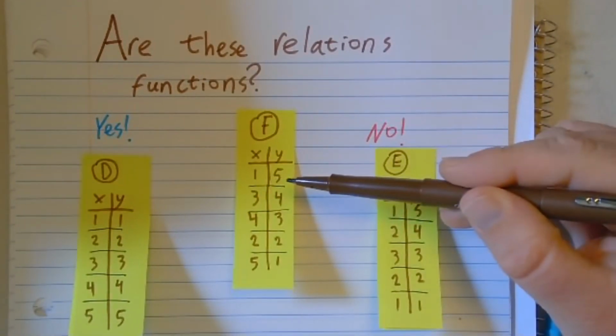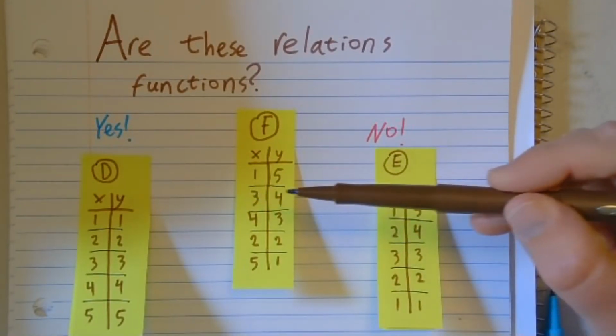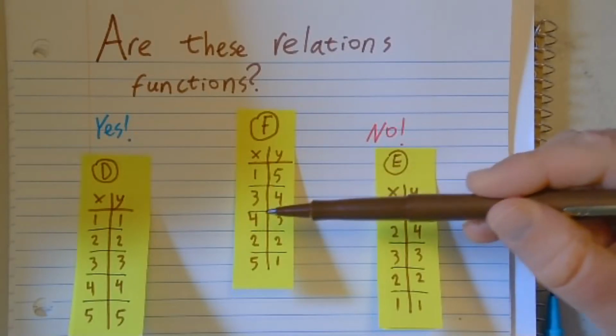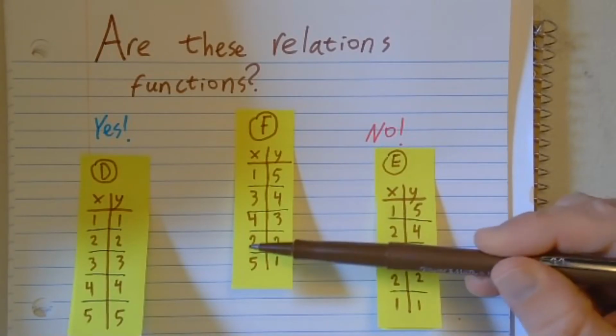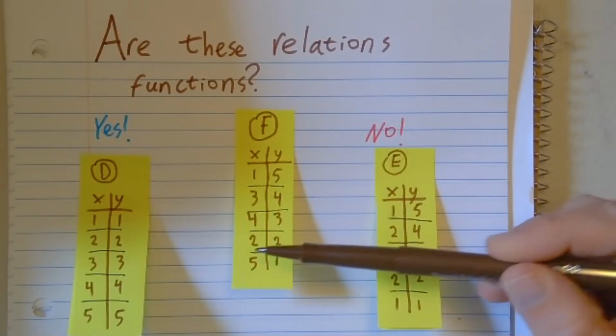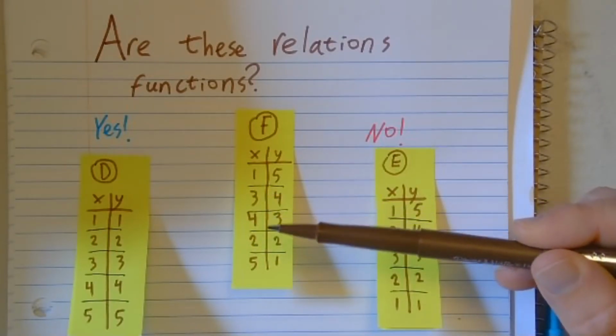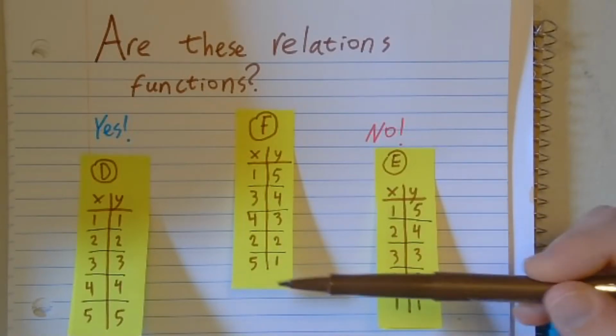So if I have a 1, it goes to 5. So far, so good. If I have a 3, it goes to 4. Okay. If I have a 4, it goes to 3. Okay, so those two just kind of swap with each other. Whatevs. 2 goes to 2. Why didn't you put this up here? Could you, like, plan? And 5 goes to 1.